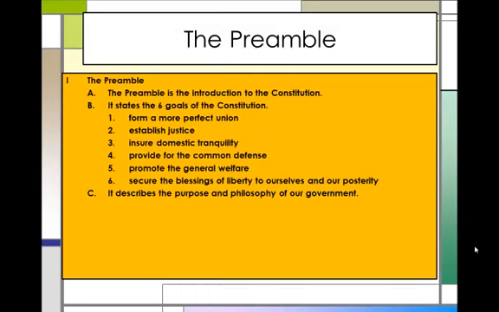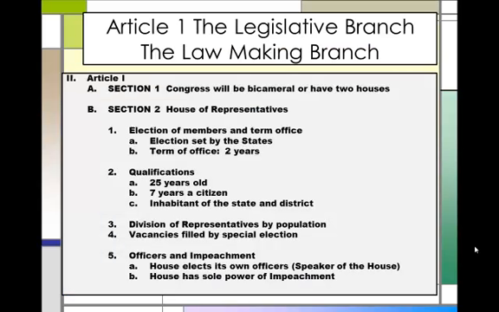As you know, the Constitution begins with the Preamble, which tells us the 6 goals of the Constitution, and it describes the purpose and philosophy of our government. Article 1 is the largest part of the Constitution. It discusses Congress, the lawmaking branch, and it gives the most detailed information when it comes to qualifications, requirements, duties, and powers that are given to and not given to this branch of government.